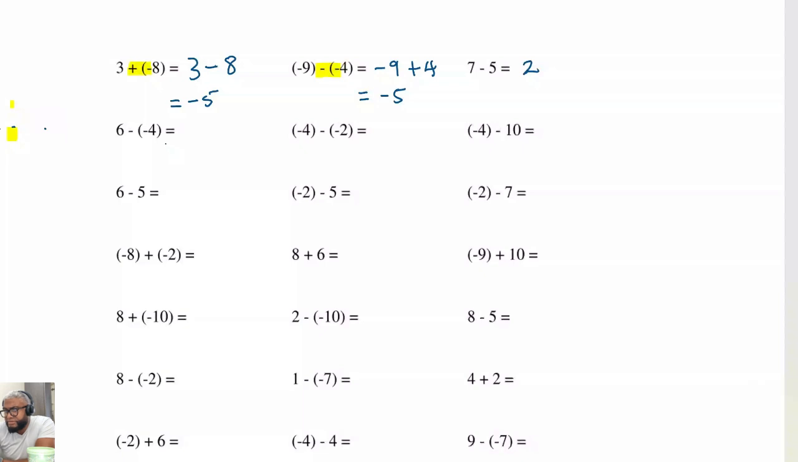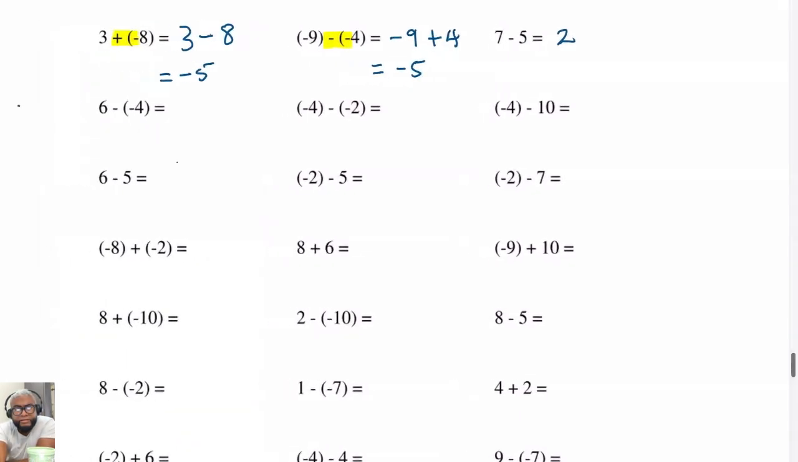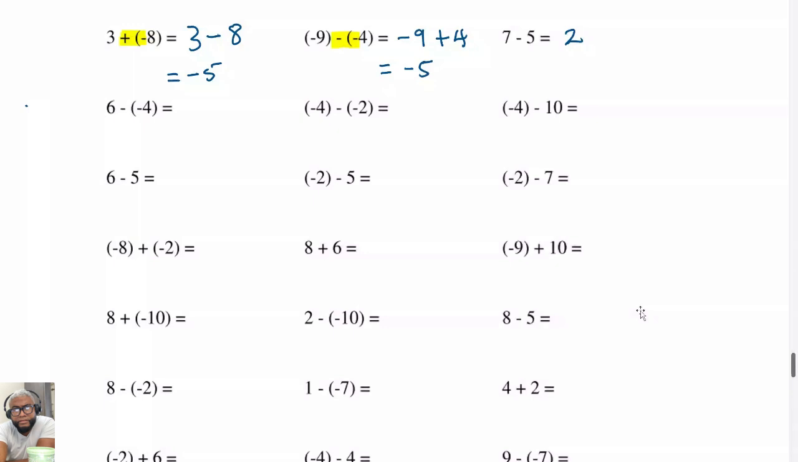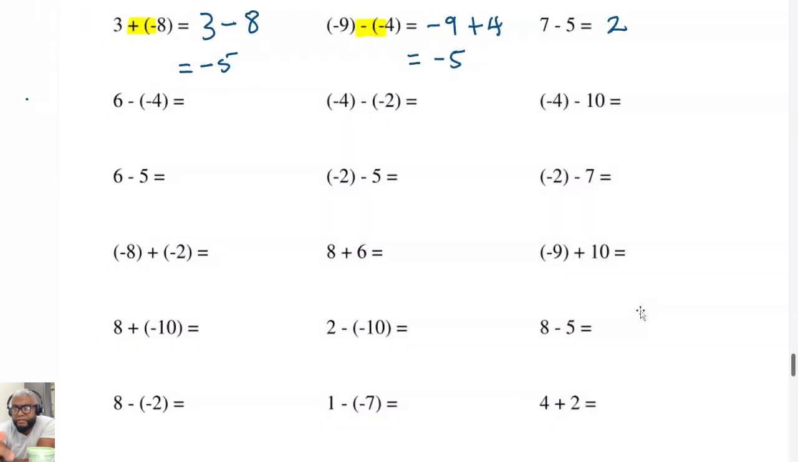Right, next one. Somebody explain it to the class. Lucas, explain the next one to the class. Tell us what we had to do here. We have 6 minus negative 4, which is in brackets. What are we doing here now? What's step 1? What are we doing here? Lucas, what are we doing here?